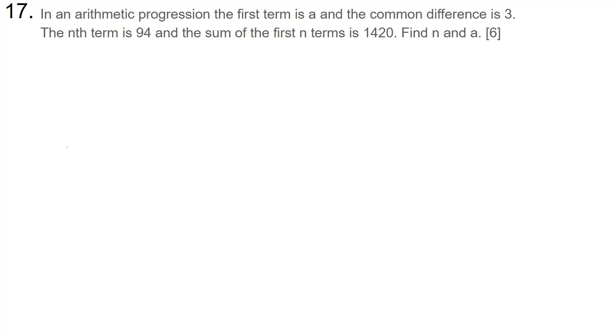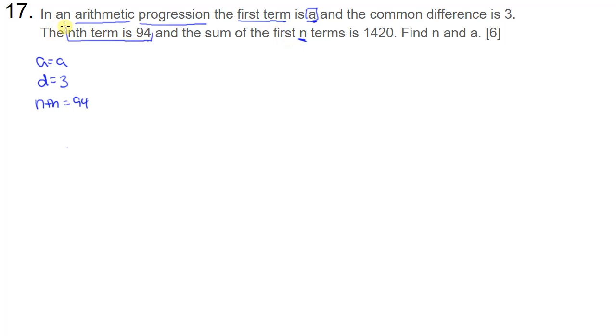In an arithmetic sequence, the first term is a, and the common difference is 3. Okay, so they're not going to tell us what the first term is, but they do tell us it's arithmetic, and they do tell us its common difference, or d, is equal to 3. Now, they also tell me that the nth term is 94.